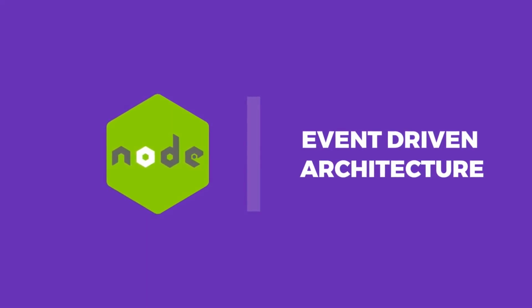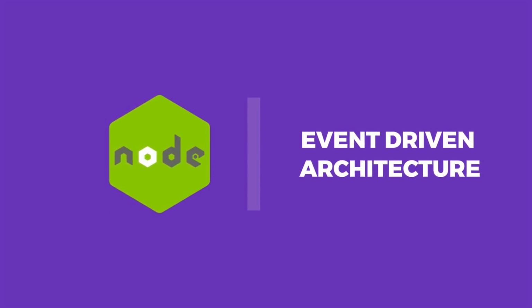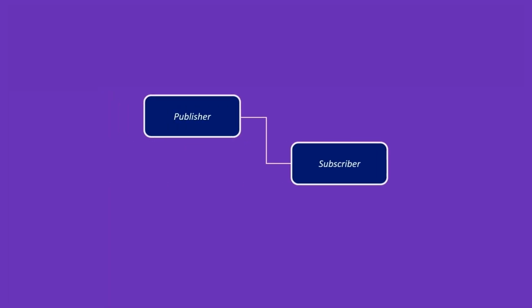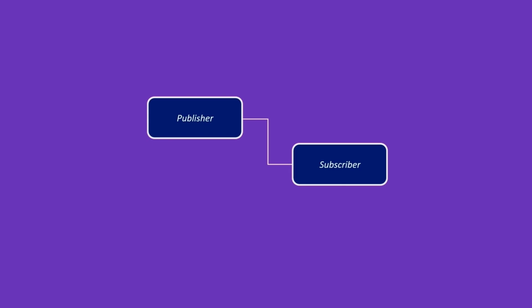Event-driven architecture is a software architectural pattern where software components communicate with each other by exchanging events rather than direct method calls. In this architecture, there's a publisher and subscriber who communicate through events. It's more like a newsletter subscription where the publisher notifies subscribers when a new story is out.